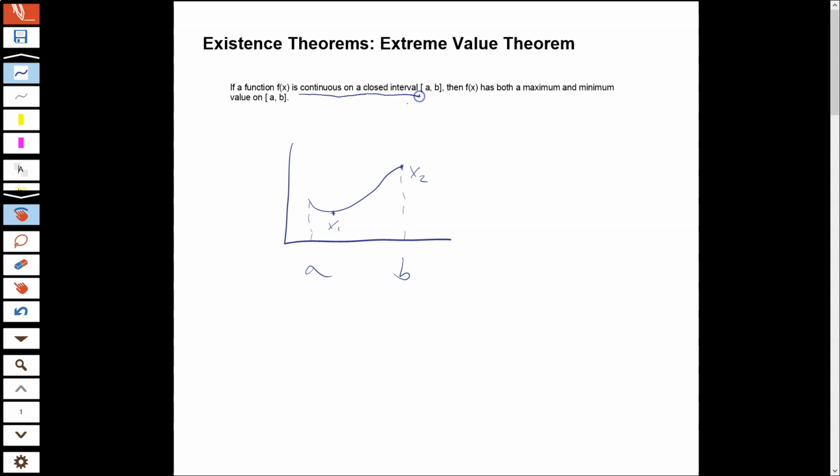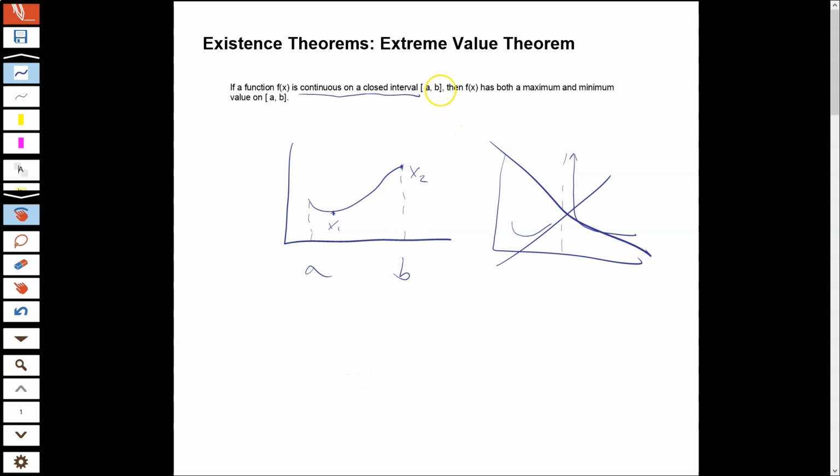Okay. So continuous on a closed interval, this is the hypothesis of the theorem. So what this means is my function cannot be this, discontinuous. The reason for that is like maybe the function has a vertical asymptote where it goes up forever, and this no longer has a maximum, right? The maximum is undefined. So this case is out. The function has to be continuous.